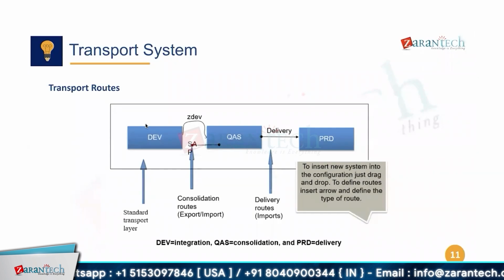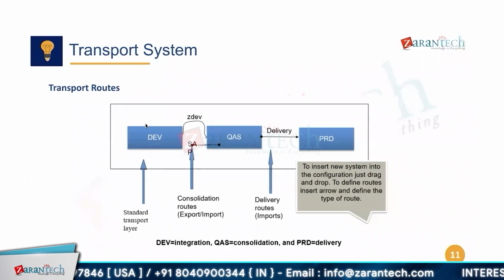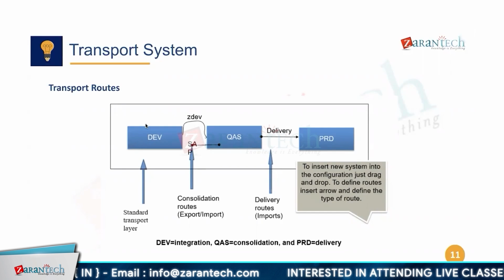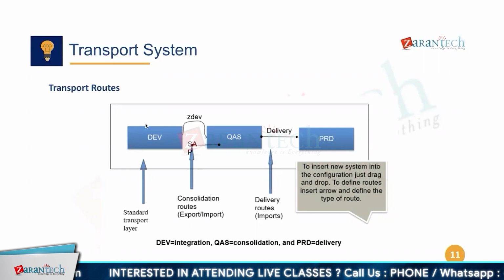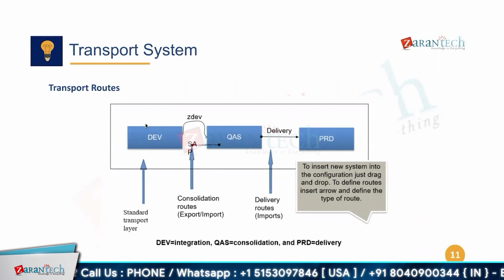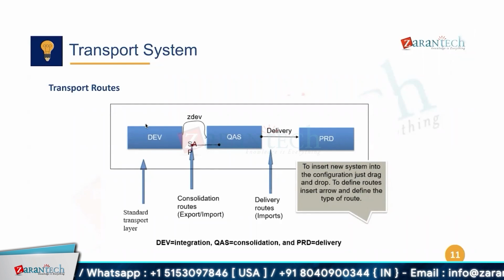So that route has to be defined carefully when the STMS is configured. Only then will the transports go from the source system to the target system through that route, to the exact systems you have defined. By mistake, if you change the route, that's it. The transports will go and deploy in another system, and that will be problematic. So that is very important.